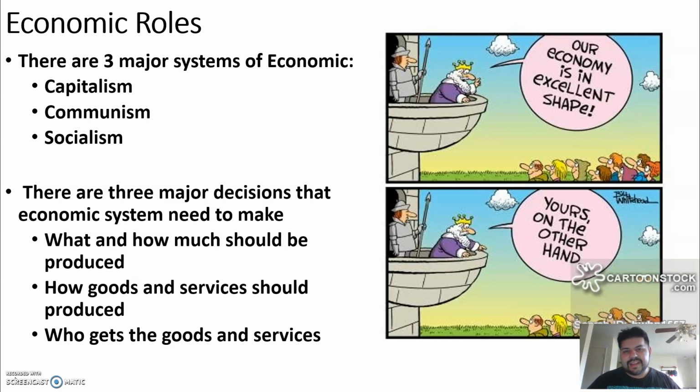The second question is how goods and services should be produced. So again, how are you going to use your resources? What goods are you going to make from that? It's like if every country in the world is making chairs, would it be wise for you to be making chairs as well? Chances are no, because everyone else is making them. So the price goes low.